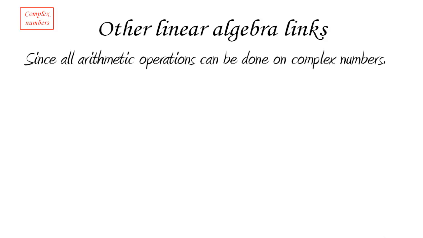So we have already seen some links between these complex numbers and linear algebra ideas that we have developed so far, but there are more. For instance, we've seen that all arithmetic operations can be done on complex numbers. We can add them, and of course we can subtract them. That's not a big deal at all. We can multiply them, and we've just seen that we can divide them. So all these arithmetic operations can be done.